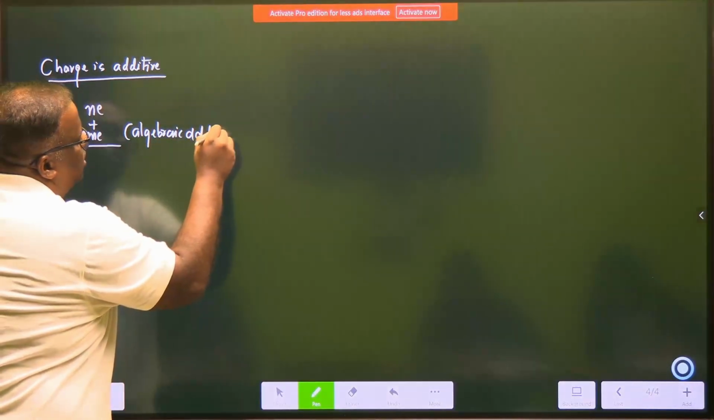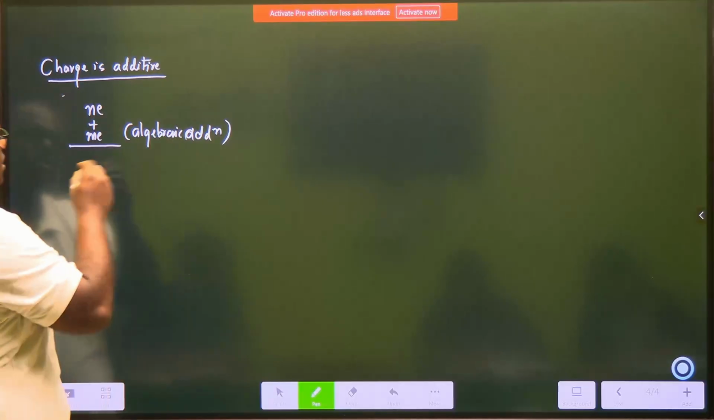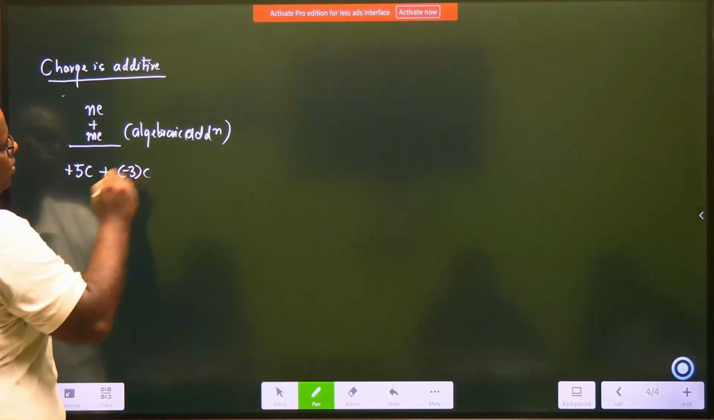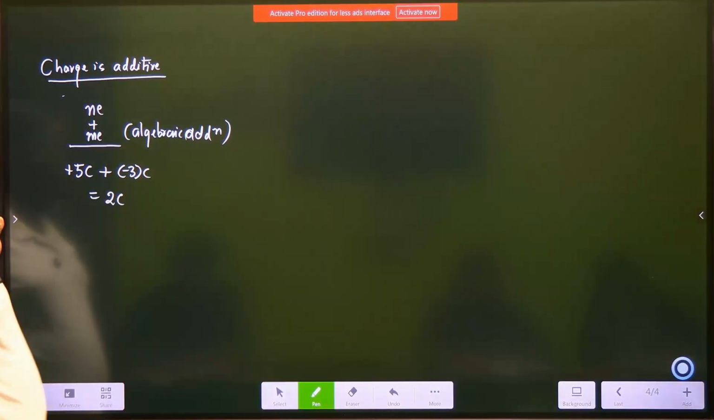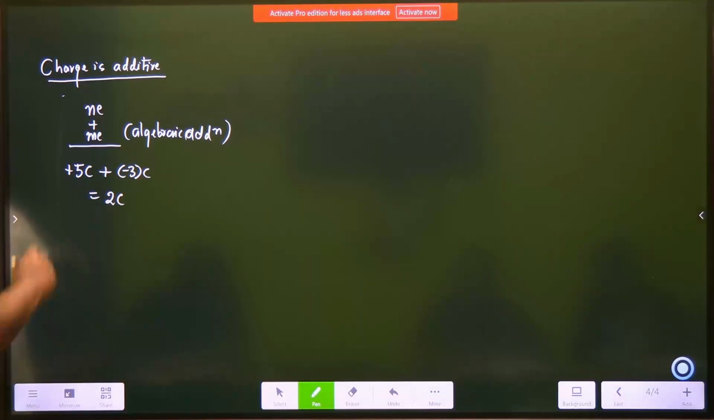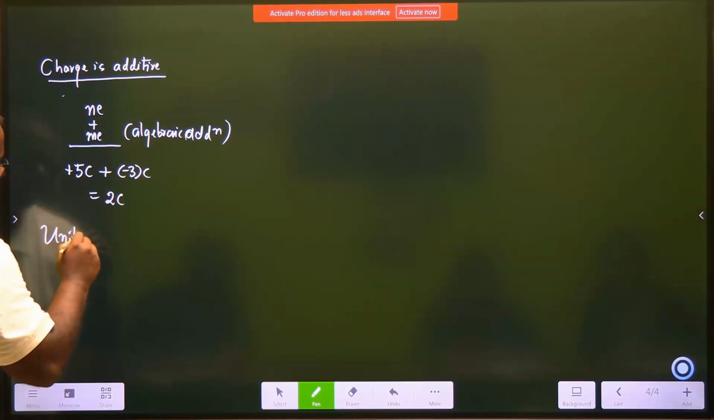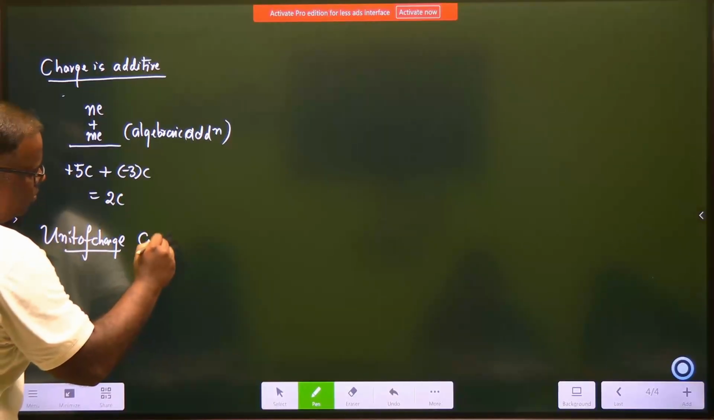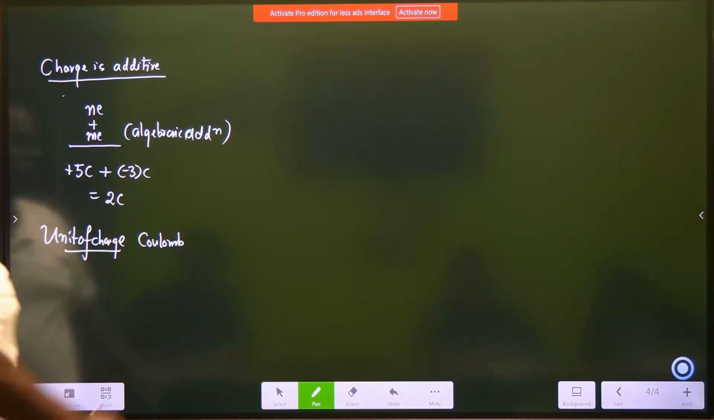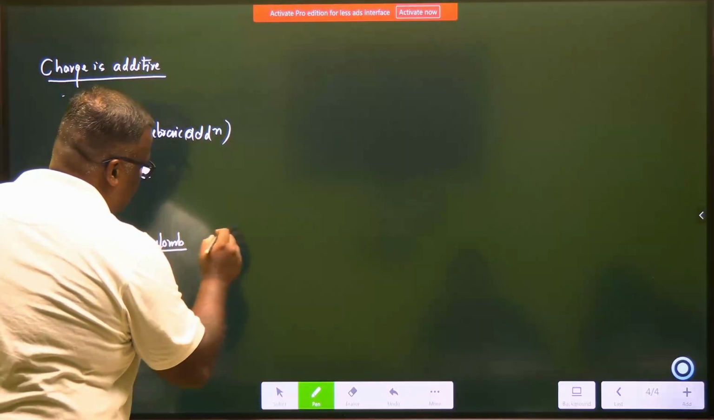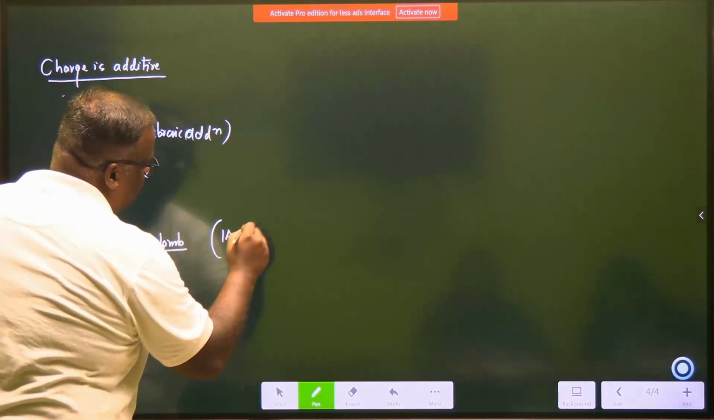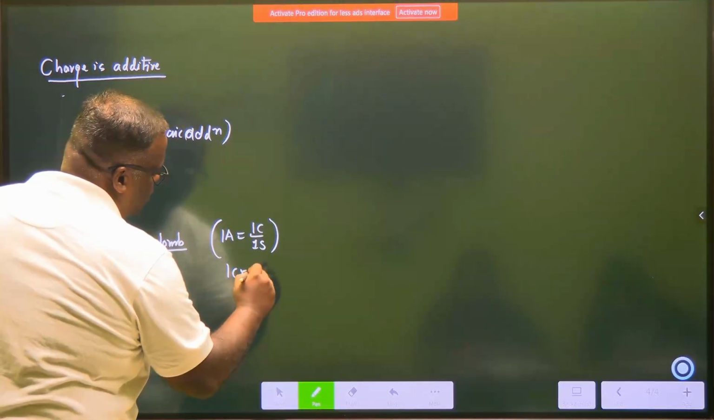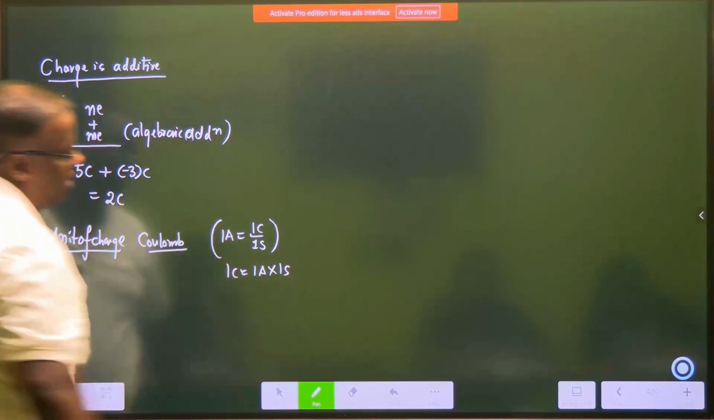To make it easy for you, say you have plus 5 coulomb added with negative 3 coulomb. This will give you 2 coulombs. Charge is additive, and the unit of charge is coulomb, right? And this comes from your grade 10. You knew 1 ampere current is when 1 coulomb charge crosses a cross section over 1 second. So 1 coulomb is equal to 1 ampere multiplied by 1 second.